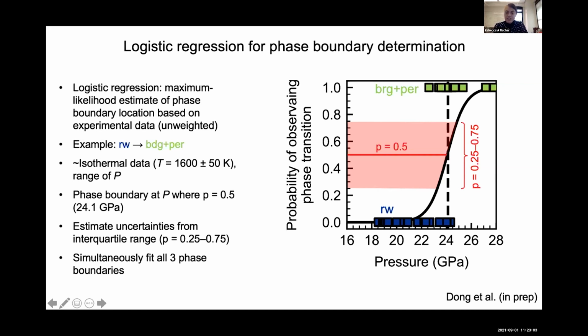What the logistic regression fitting does is it fits this solid black curve that tells us how likely it is that the phase boundary falls in this range. So we take the phase boundary to be where the probability is 50%, which is this red line here, which gives us a phase transition pressure of 24.1 GPa. And then we can estimate the uncertainty on that by considering the interquartile range. That is, P from 0.25 to 0.75 gives us an uncertainty in that pressure. And so we do this simultaneously at a bunch of different temperatures over all 3 phase boundaries to construct the phase diagram.